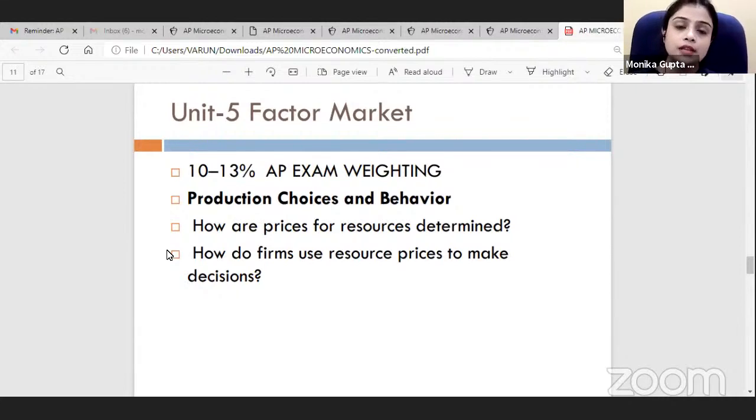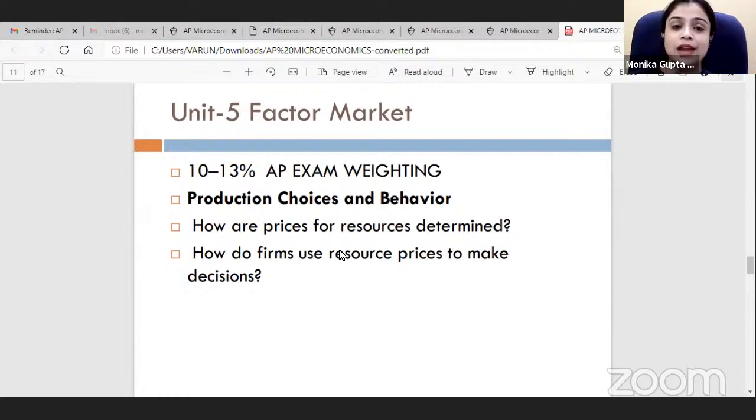So they always determine how much input we should hire. Here you particularly talk about marginal revenue product and marginal factor cost. Every firm wants to have more revenue from that particular input and to have lesser cost, but it does not happen.